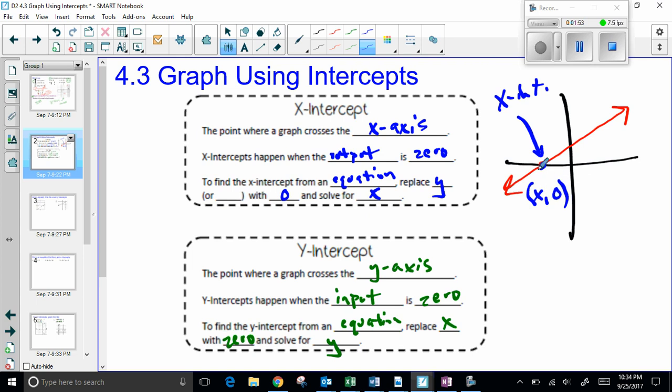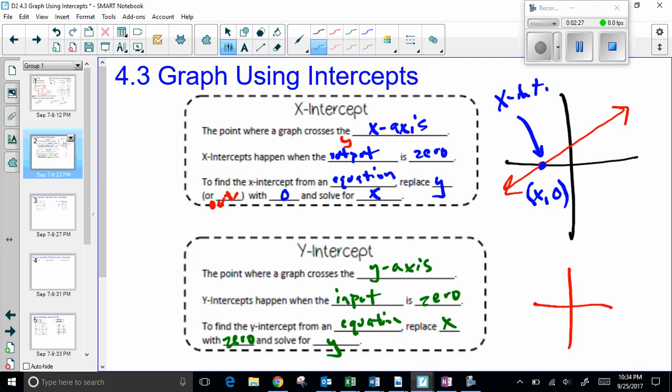So I can be sure of that every time I have my x-intercept. I don't know what x is. I can approximate that, but my y value is definitely 0. So the x-intercepts happen when the output is 0. That's my y value. Y is 0. To find the x-intercept from an equation, replace y, or the output, with 0 and solve for x. We're going to talk about this process a little bit later.